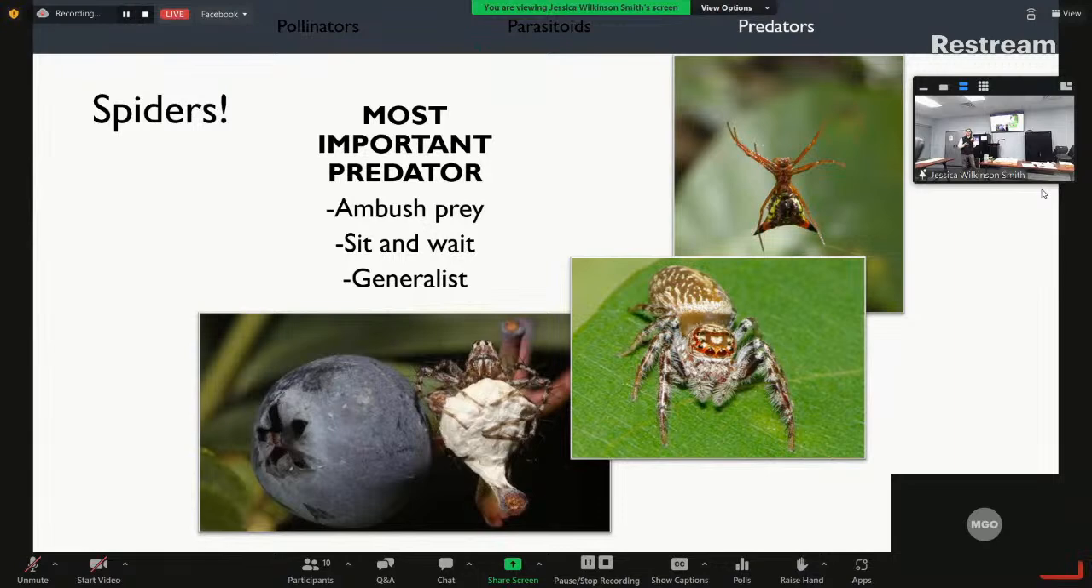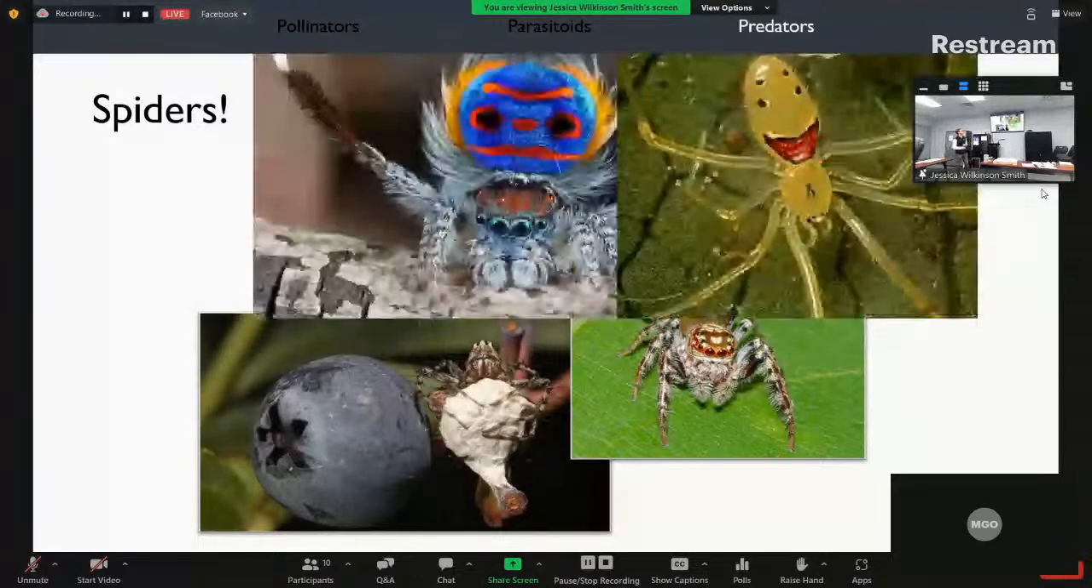And they were the only insect or spider predator that was actually consuming the spotted Drosophila in the blueberry ecosystem. So what does that mean? It means they have a wide range of hosts that they can eat, and they could potentially eat a lot of the pests in your garden as well.